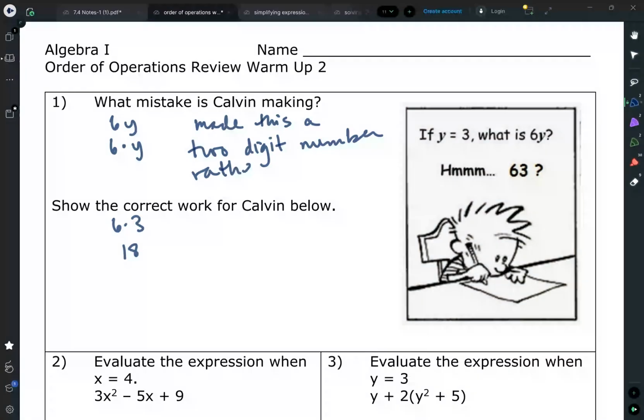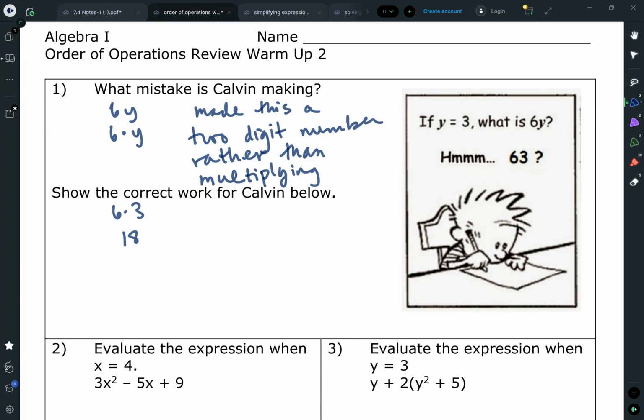rather than multiplying. And it seems like I'm having a messy handwriting day, so I'm going to do my best to kind of tidy this up as I work through. But he took 6y, and instead of making it 6 times y, he just pretended it was a 2-digit number, 63, and that y was that ones place.